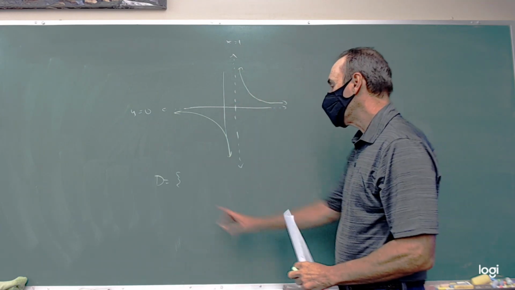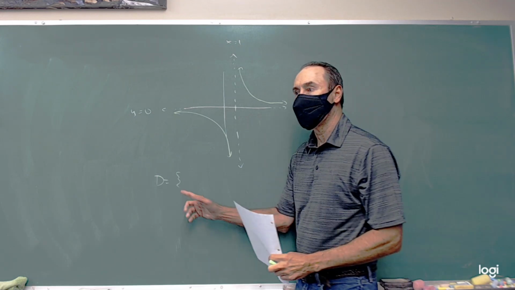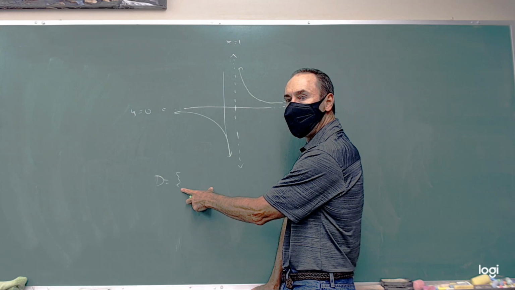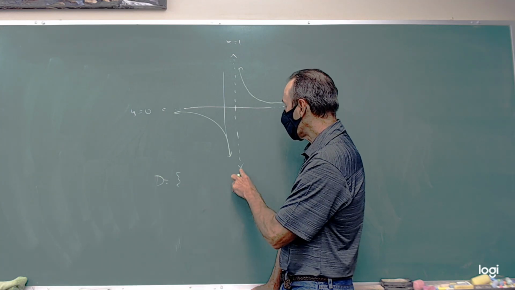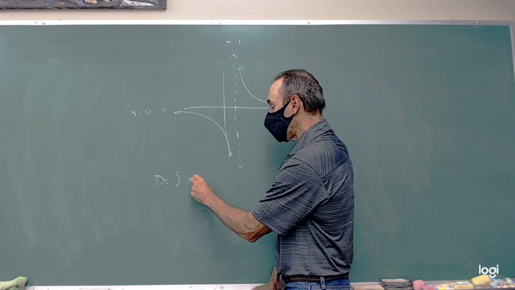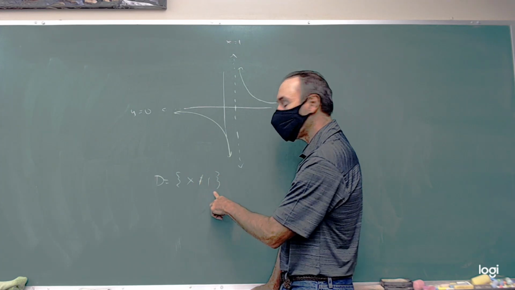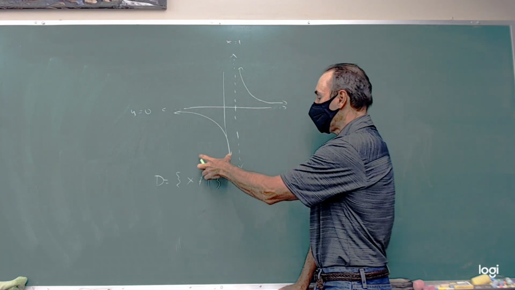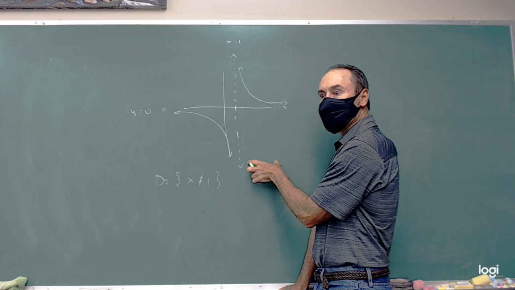Now, I think it might be easier in this case to use inequalities. How would you say everything except for 1? X doesn't equal 1. I think this is the cleanest, easiest way to do it. If you were going to do interval notation, you're going to have to do two separate intervals, which is fine.